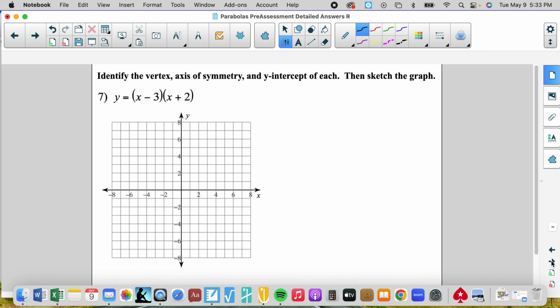So if you're only being assessed on standard form and vertex form, you can stop. But if you are going to be assessed on x-intercepts, then please hang out.